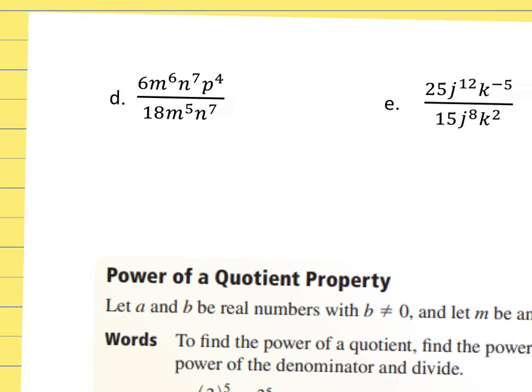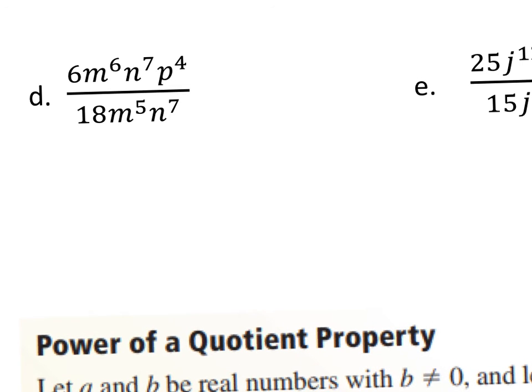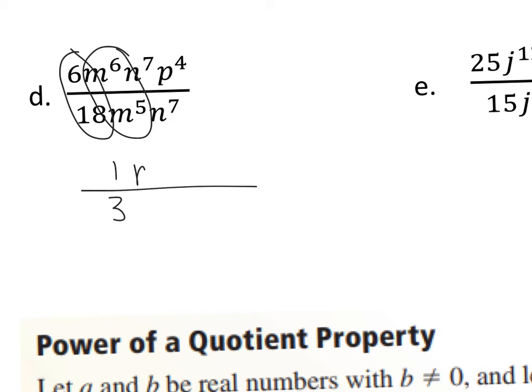Sometimes when you have coefficients, don't subtract the coefficients, just reduce them. So 6/18 is the same thing as 1/3. So now I have m to the 6th over m to the 5th, so there's 1 left on the top. If I have n to the 7th, they just cancel out because that would be n to the 0, and that's 1. And then I have p to the 4th. So I really could write this as mp4 over 3. I don't really need this 1 right here. It's not incorrect, but I don't really need it.